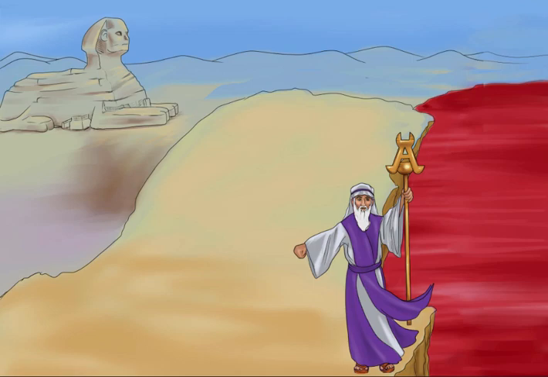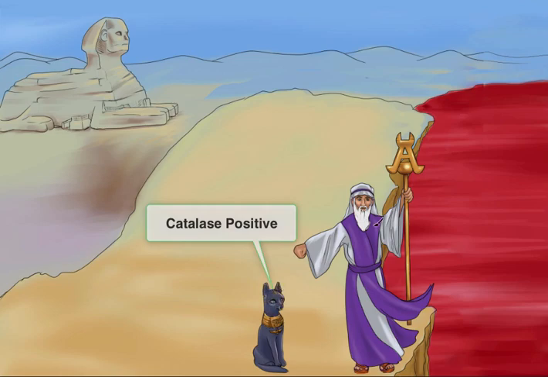The first test you'll use is a catalase test. Catalase converts hydrogen peroxide to water, and is present in all staphylococci, but not strep. Since staph is catalase positive, we'll add this cat, standing for catalase. You'll notice you won't see a cat in the strep videos or any catalase negative videos.